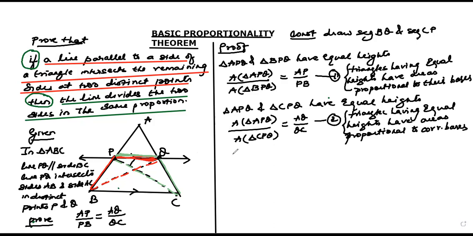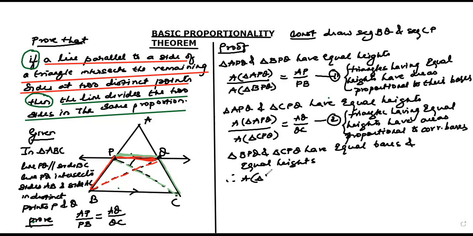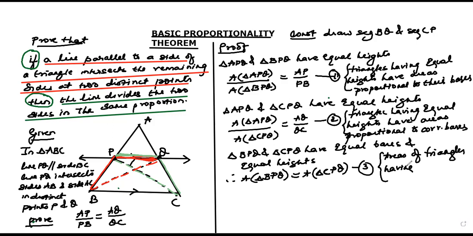So naturally, I'll just write: triangles BPQ and CPQ are on a common base and have equal heights because they lie within the same parallel lines. Therefore, area of triangle BPQ is equal to area of triangle CPQ. This I call statement number 3. And I write the reason: areas of triangles having equal bases and equal heights are equal.